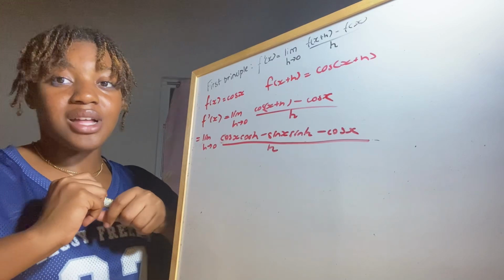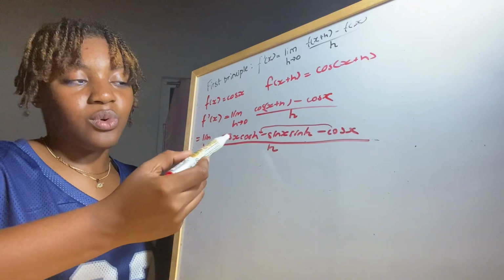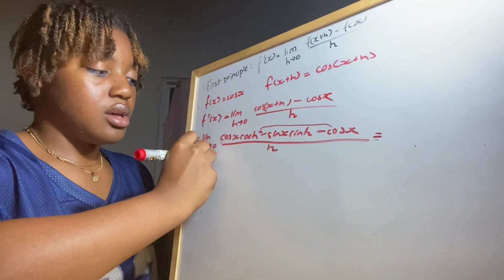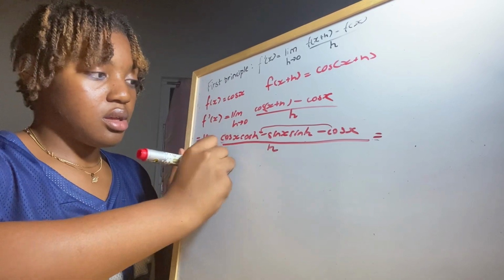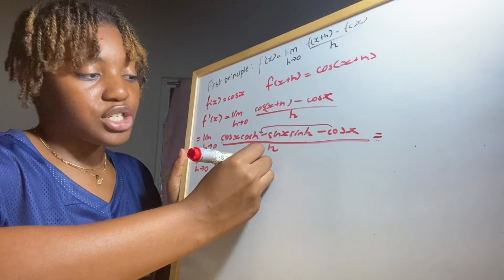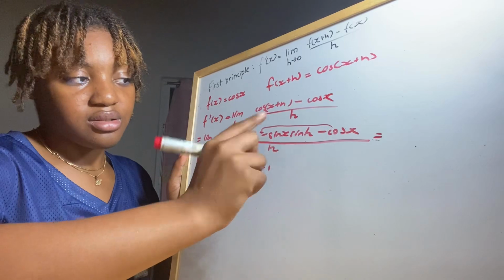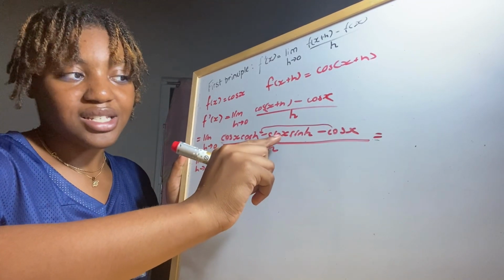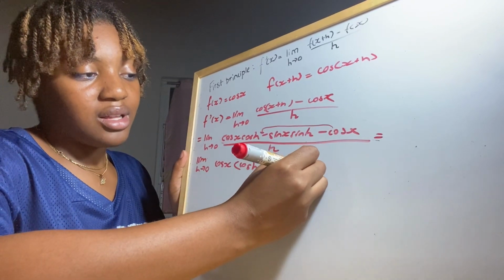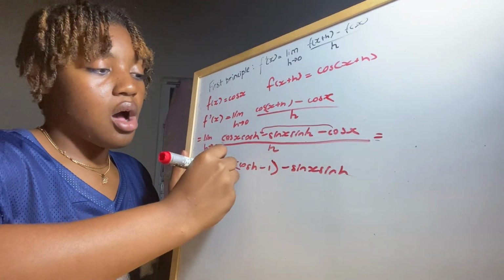Our next step is that we're going to pretend like this is in front of this term, and we're going to factor out the cos x. So here we're factoring out cos x, and that would leave us with cos h from here, minus 1 from there, because we're moving it in front of the sine x sine h. Close the brackets, and then we're going to leave the minus sine x sine h, all over h.